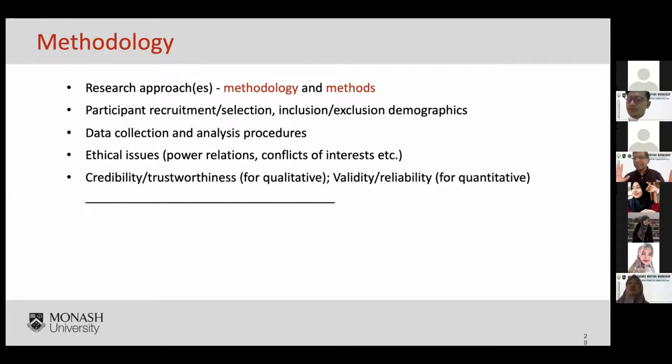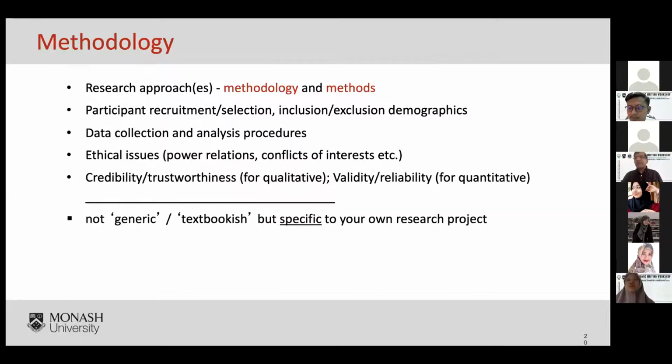Okay, methodology. Again, this is probably the easiest section. In a thesis, it can be a whole chapter, but in an article, it's only maybe 1 or 2 paragraphs where you describe the methodology, the methods, participant recruitment, data collection, analysis procedures, ethical issues, including power relations and conflicts of interest, for qualitative studies, credibility, trustworthiness, for survey or quantitative studies, validity and reliability. This is where you describe it. Not very long, unless you're doing a thesis. In an article, not very long, but very, very important. So that's the third part.